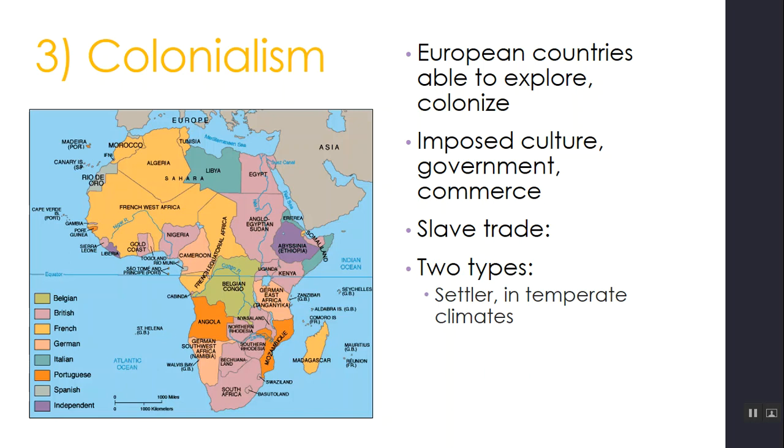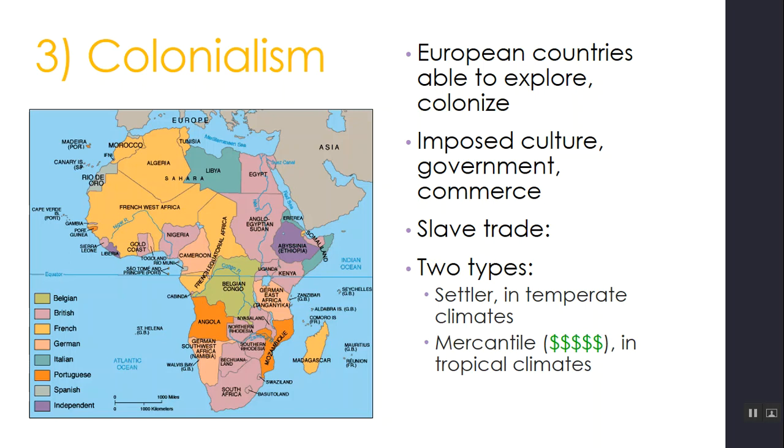There were two types of colonies. The first one was a settler colony. And so when Europeans got to countries in temperate climates or milder climates that looked a lot more like Europe, they stayed. They set up shop, they built houses, their population grew there. So the United States was a settler colony. South Africa, which has a large British and Dutch population, was a settler colony.